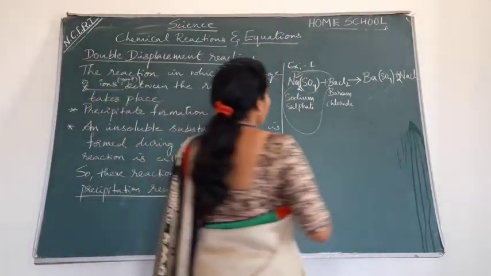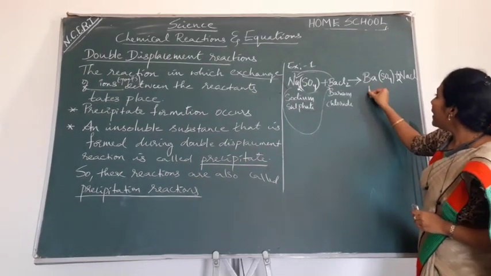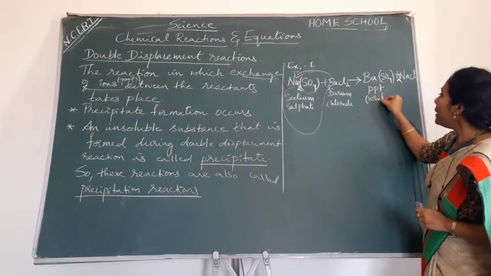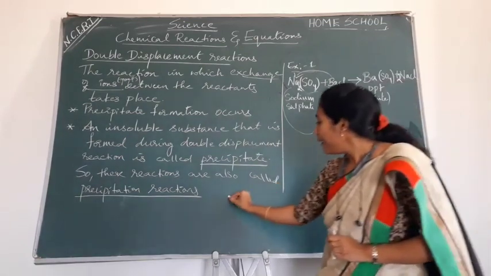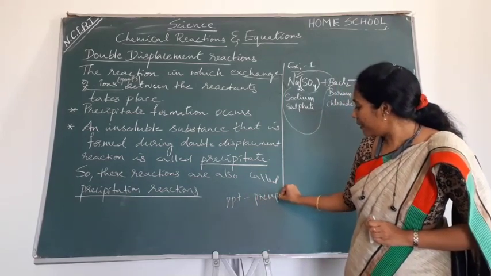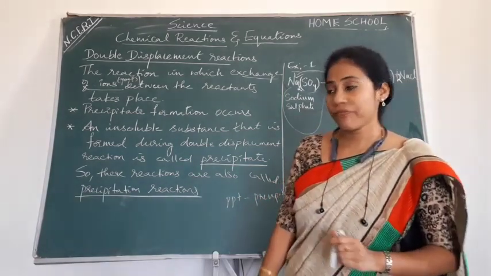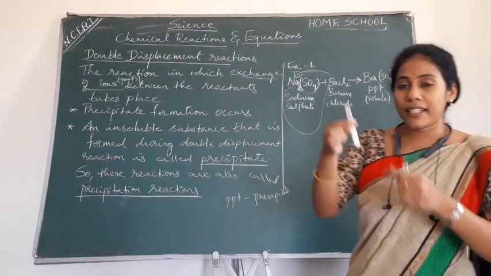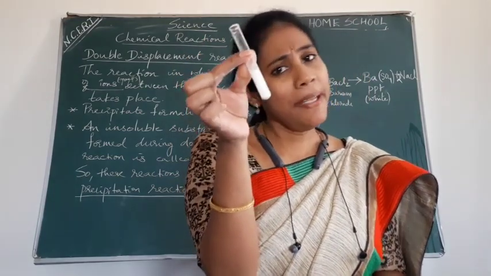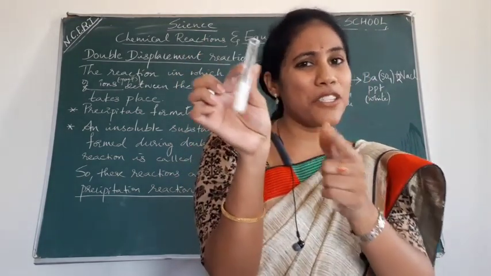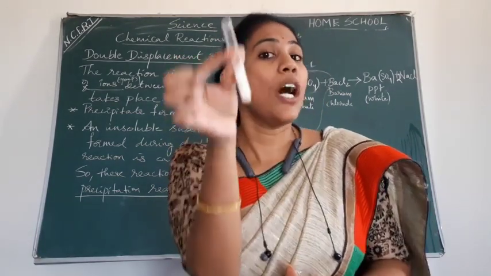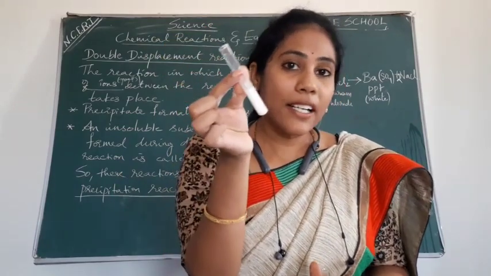Here, which is coming as the precipitate? Barium sulfate is coming as a white color precipitate. PPT means precipitate. In shortcut, we will write precipitate as PPT. So one of the products, that is barium sulfate, is what we will get as the precipitate. The remaining sodium chloride will be in solution as usual, colorless. Here barium sulfate, white color is dominating, so the whole thing is looking like a white color solution.